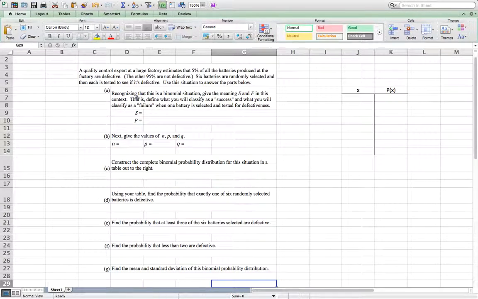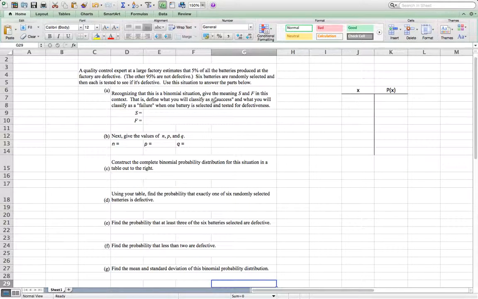A. Recognize that there is a binomial situation. Why? Because first, we have a fixed number of trials, 6 trials. Second, each trial has 2 possible outcomes. One is defective, another is not defective. So we can call defective a success, not defective a failure. Why? Because we're interested in how many are defective.